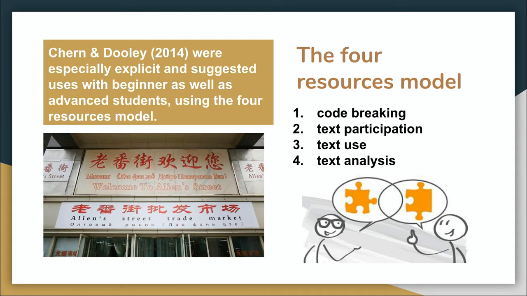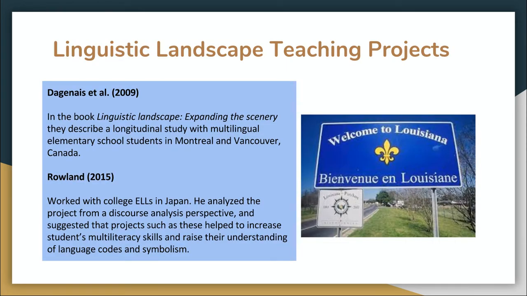Code breaking is when the student identifies and understands the orthographic code. In text participation, students can practice meaning making based on prior knowledge. And in text use, they can engage in activities surrounding the text in the community. And in text analysis, they can critically analyze the social meanings of the language they encounter.